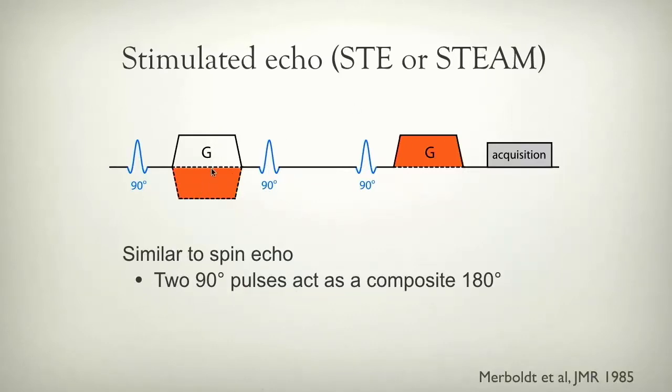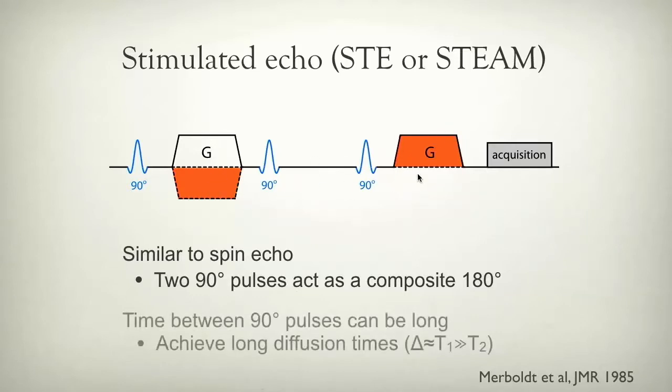And so again, this gradient here, which actually has a positive amplitude, is in effect negated. And so you see we have the same contrast of two opposing gradients. One of the benefits of this stimulated echo sequence is that we can actually achieve quite long times between these two excitation pulses here. And that can be useful for achieving long diffusion times.